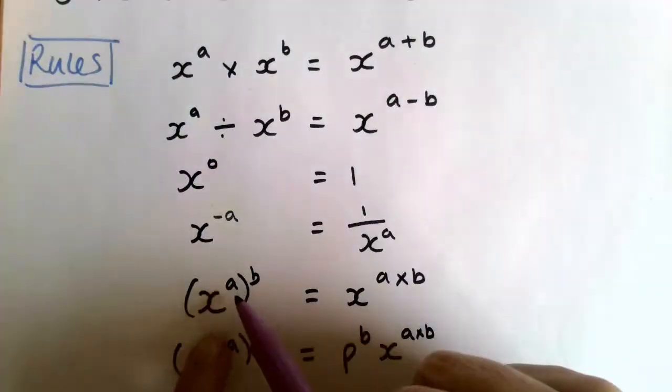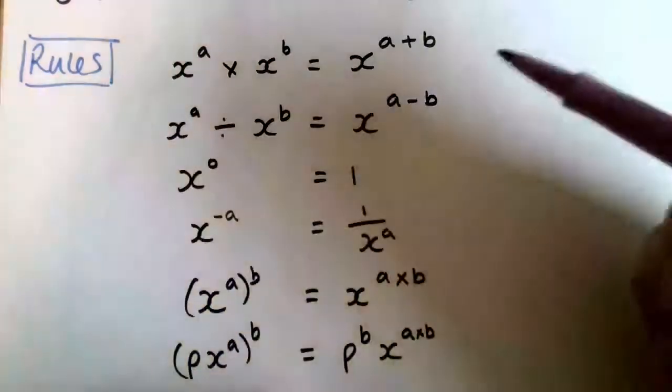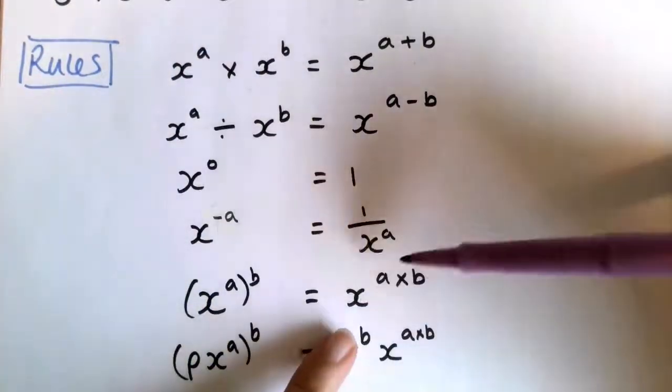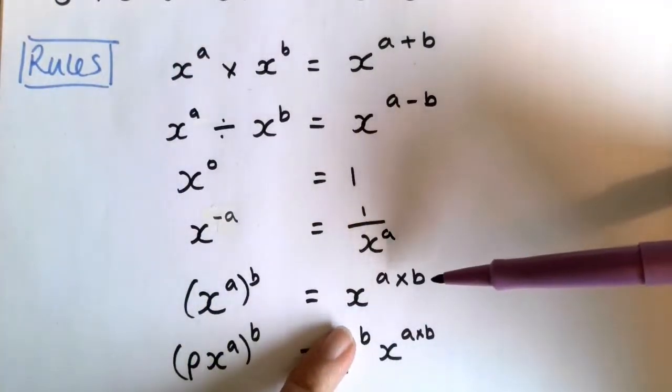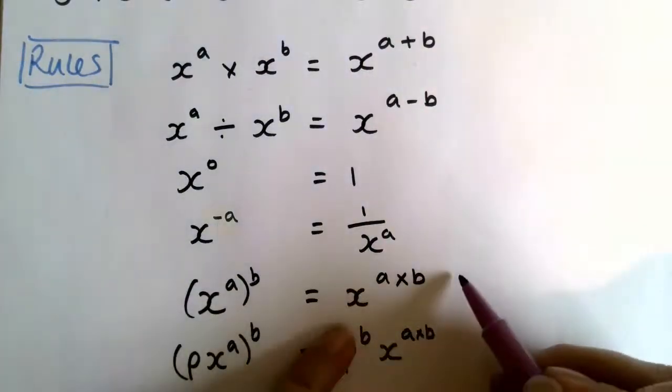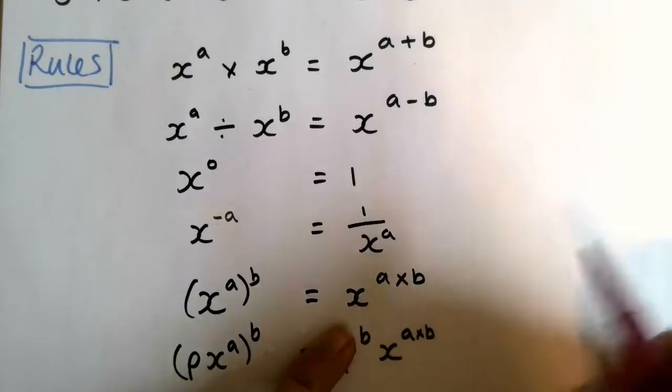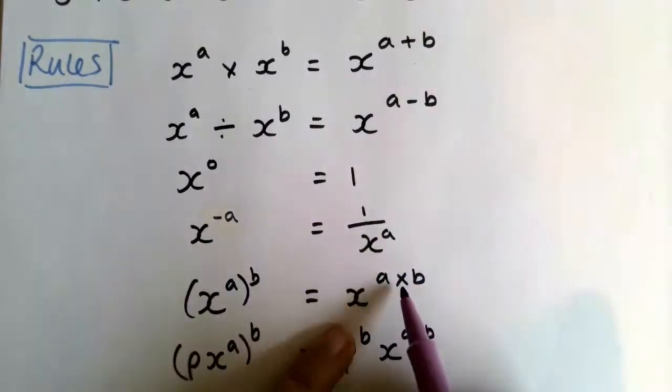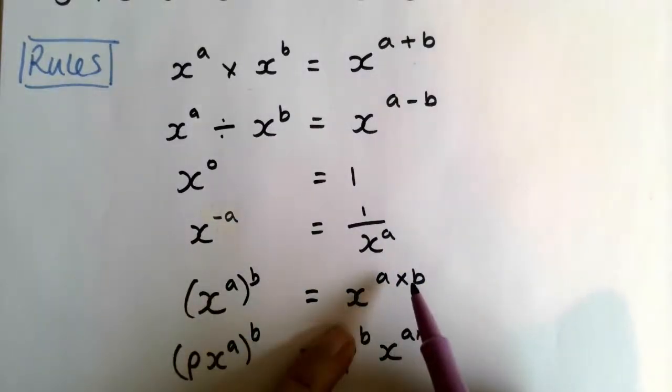X to the power of a, all to the power of b, you can rewrite as x to the power of a multiplied by b. Now, whenever I would be doing this in class, and whenever your teacher was maybe doing this in class, you'd maybe just write that as ab, same thing. I just wanted to put the multiply in here to show the rule.